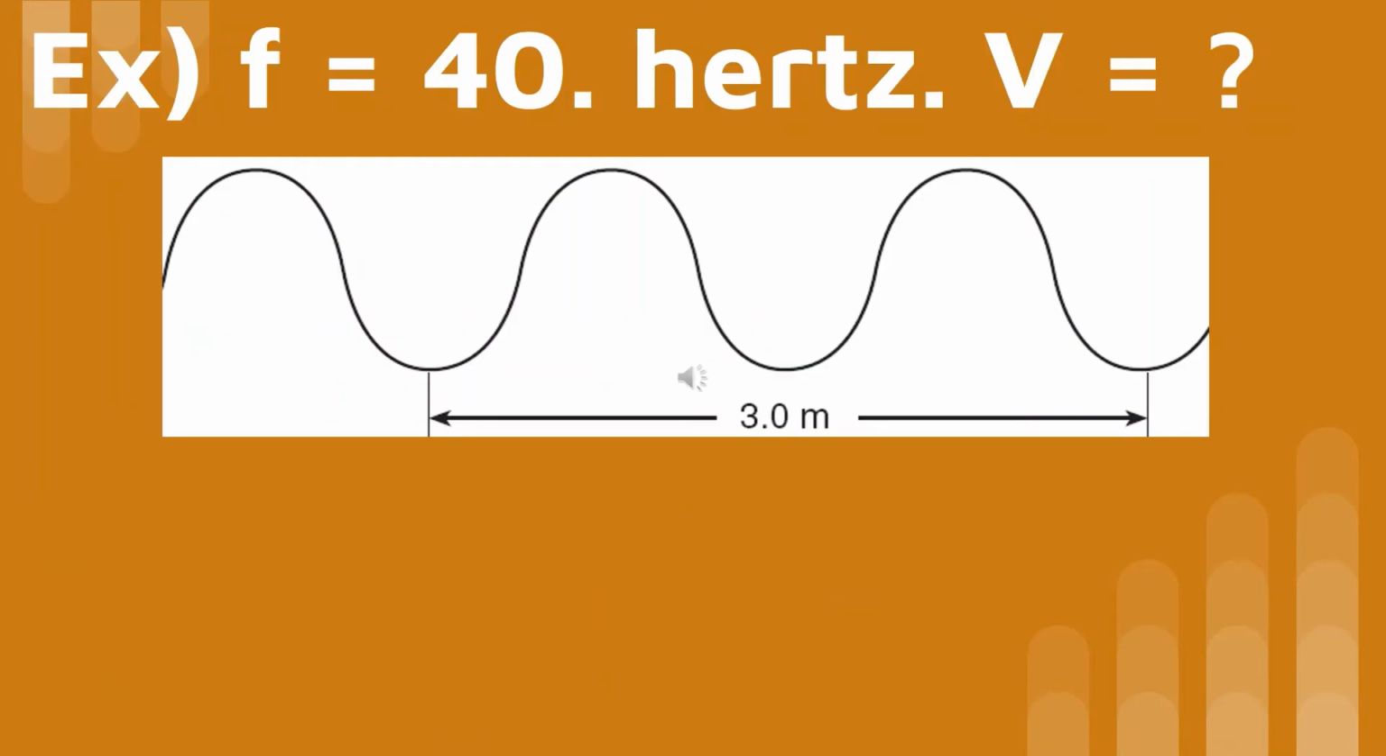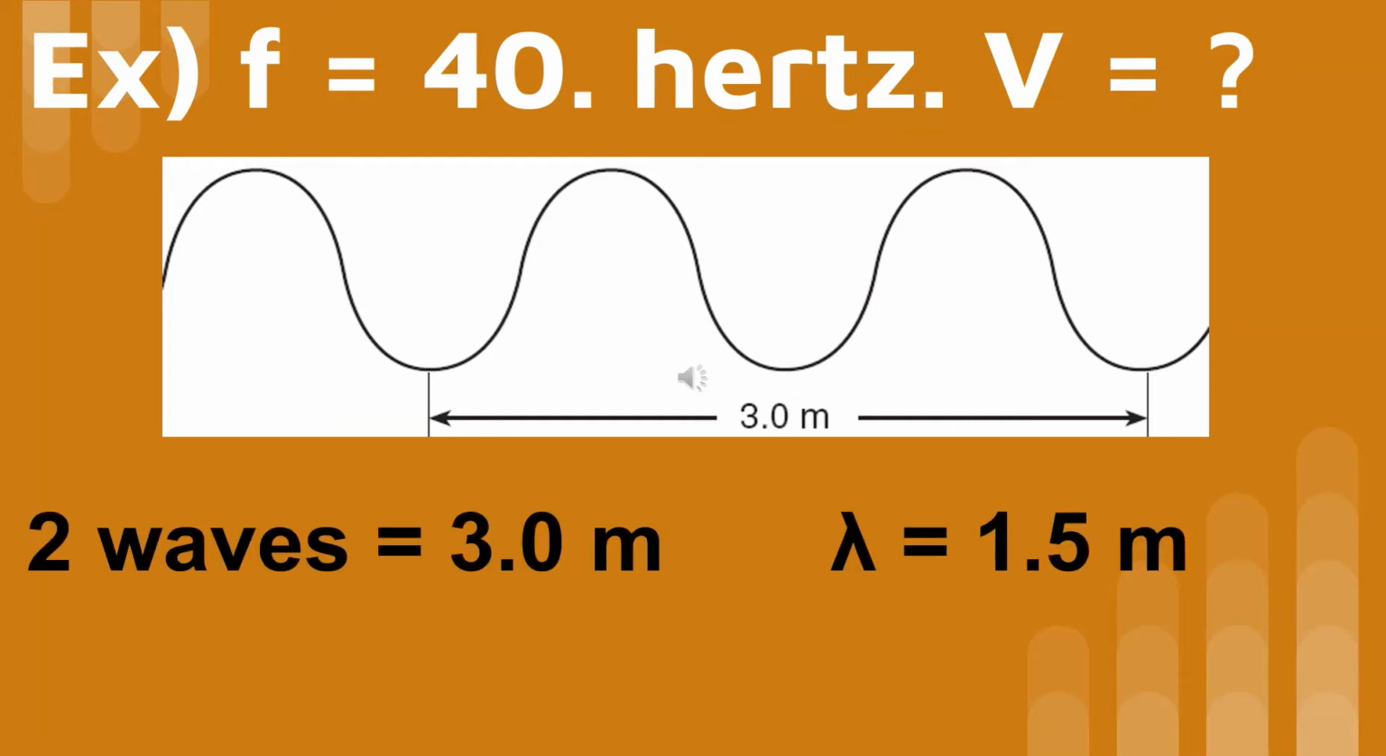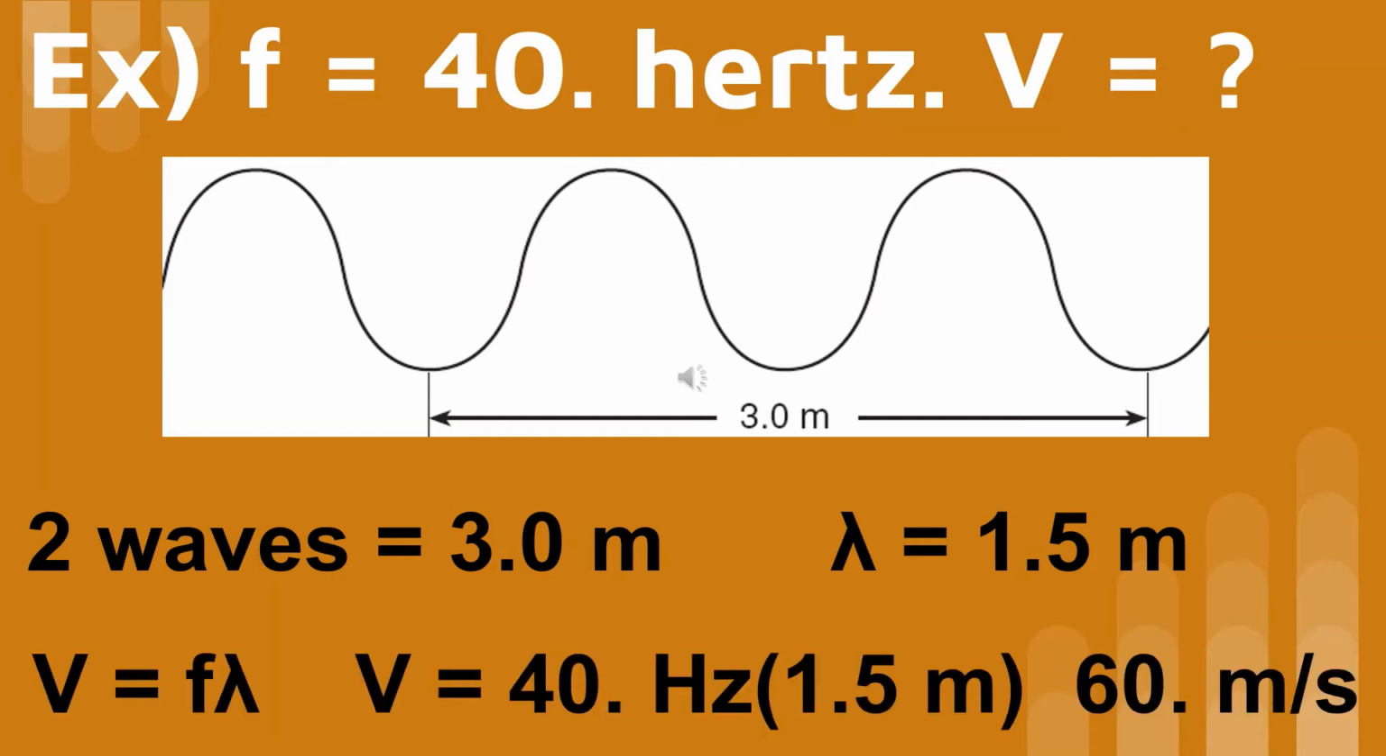You're given a wave with a frequency of 40 hertz, and you want to find the velocity. But what you don't have is the wavelength. But you do know that 2 wave cycles have a length of 3 meters. So a wavelength is the length of 1 cycle. So we take the 3 meters and divide it by 2, and we get a wavelength of 1.5 meters, and plug this information into the velocity formula.